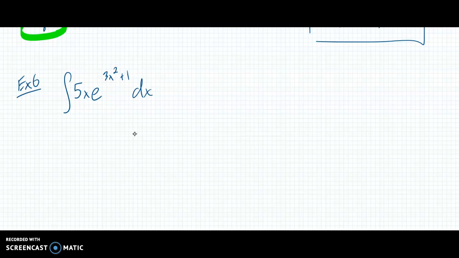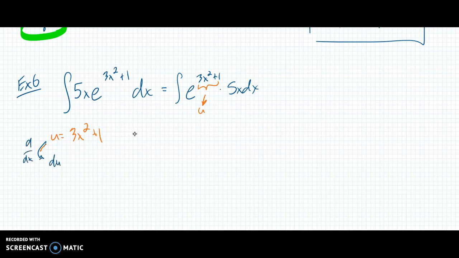Okay, so let's identify the u. Well, let's rewrite it first. This is the integral of e to the 3x squared plus 1 times 5x dx. Oops, can't get my colors straight. This is going to be my u. U equals 3x squared plus 1. Now I'm going to d/dx this. So I get du/dx equals 6x. And then the 1 derives away to nothing. So if I get du, it is 6x dx.